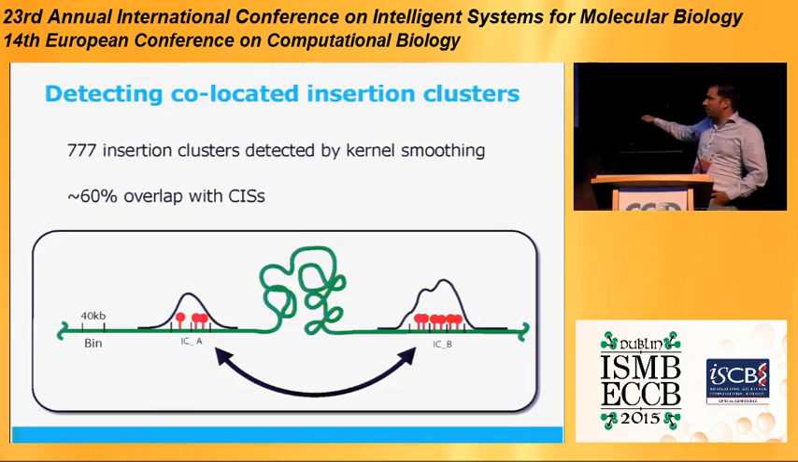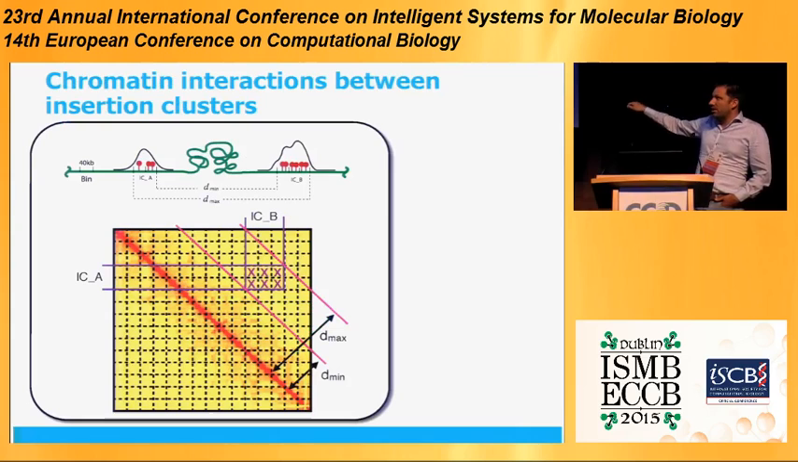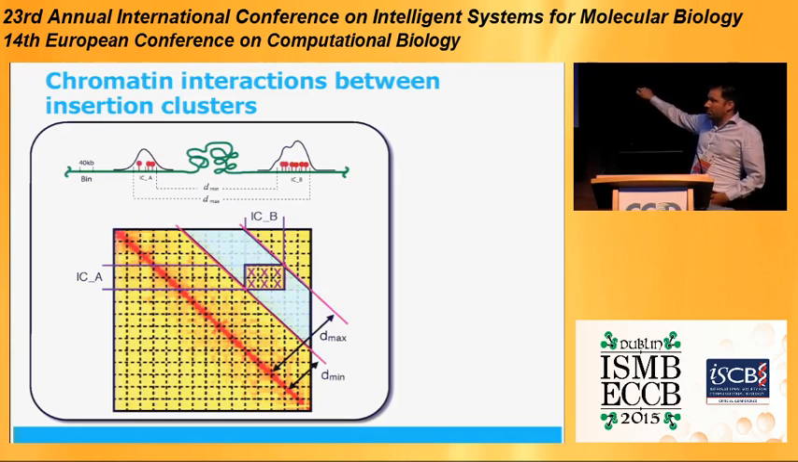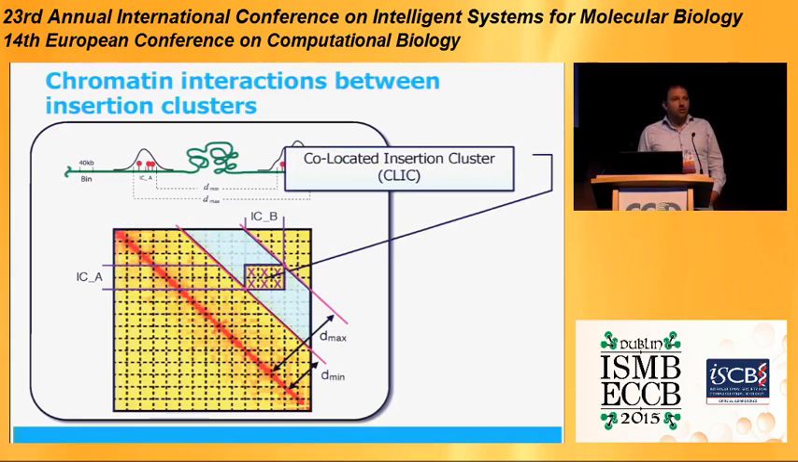And then we look for interactions between two clusters. We do that using the non-normalized data at a 30 KB resolution, and we look at the bins covered by these clusters. So this is cluster A sitting over here, cluster B sitting over there, so we have to look at these values in the matrix. And to again take into account this linear distance bias, we compare those to these diagonals over here. Now we use a Wilcoxon rank sum test for that, and when this is significant, we call this a co-located insertion cluster, or a click.